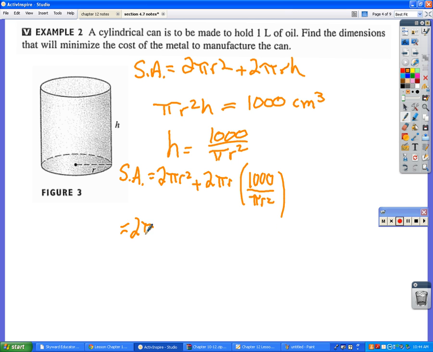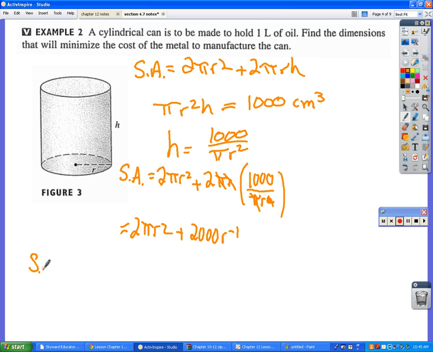Let's be honest, I want to simplify this right here. Pi's cancel, this r cancels with one of those, so that's going to be plus 2,000 over r, but let's go r to the negative 1. I went 2 times 1,000. Good catch.